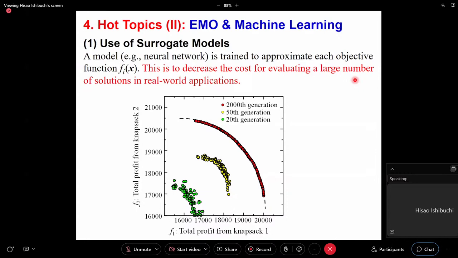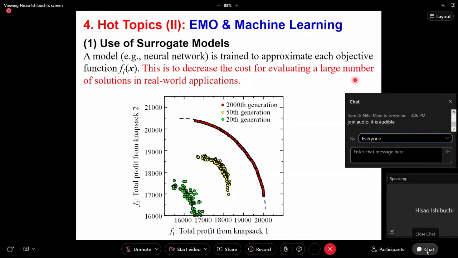In a real-world application, it is time-consuming or costs a lot of money to evaluate even a single solution. So in order to decrease the cost, we can use a model instead of the true objective function. This is the idea of a surrogate model, where machine learning techniques are used.